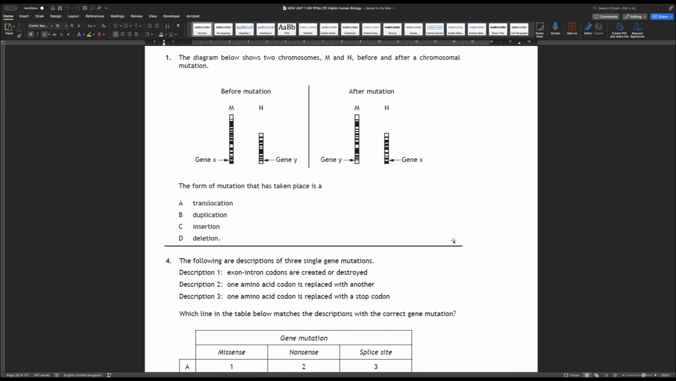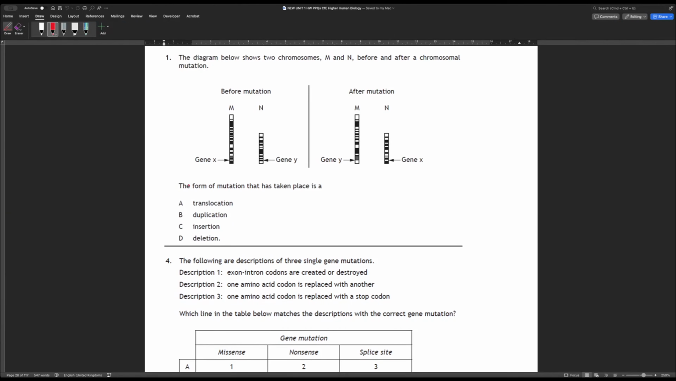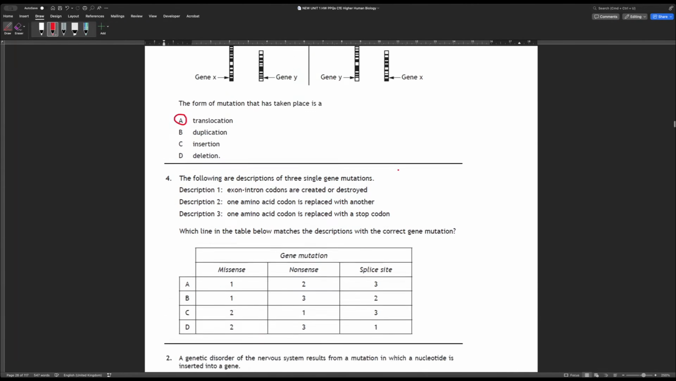And then when we look at what's actually happened to them, gene X and gene Y have been swapped, okay? Gene Y has been added to N and gene X has been added to M, okay? Which means that this is going to be an example of translocation because these are not homologous to each other. These are different chromosomes, okay? They're not homologous pairs. So translocation for that one.